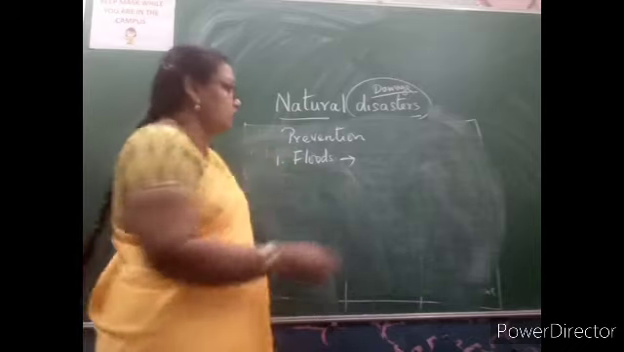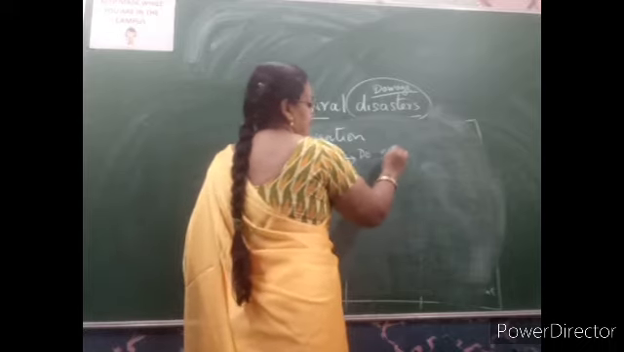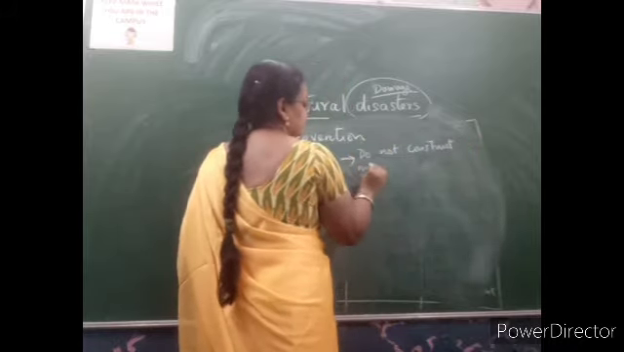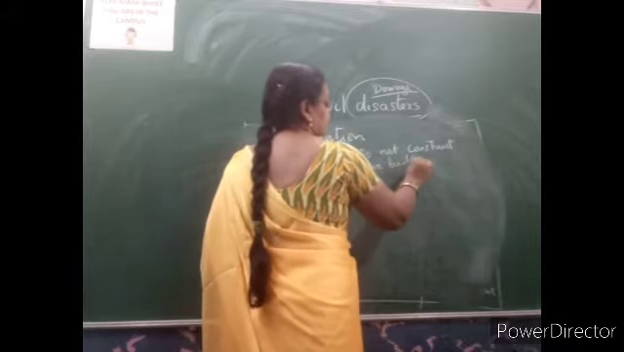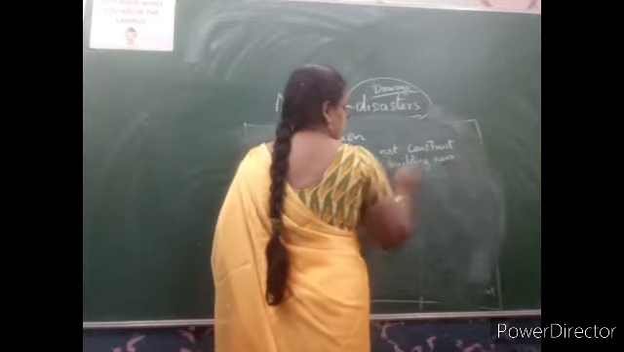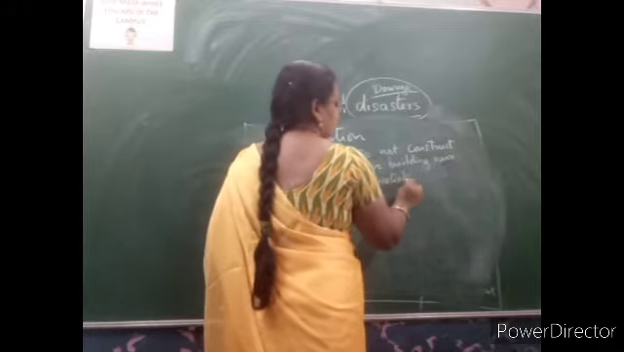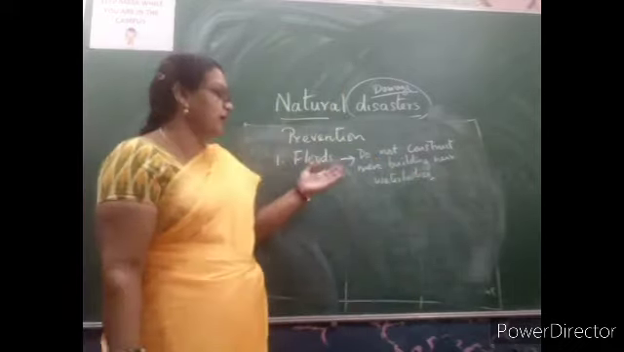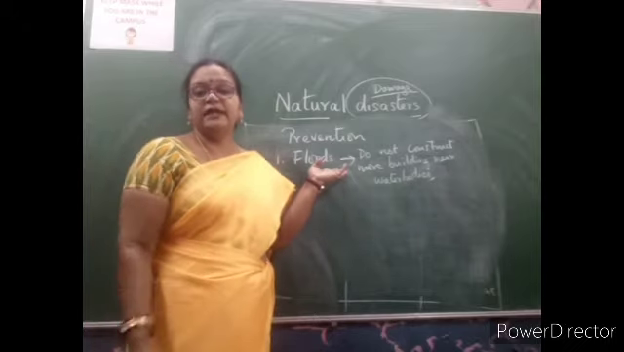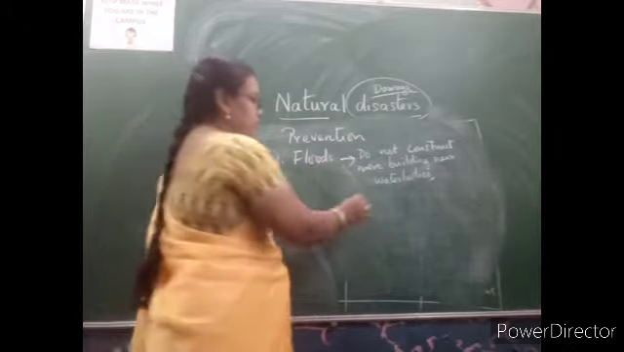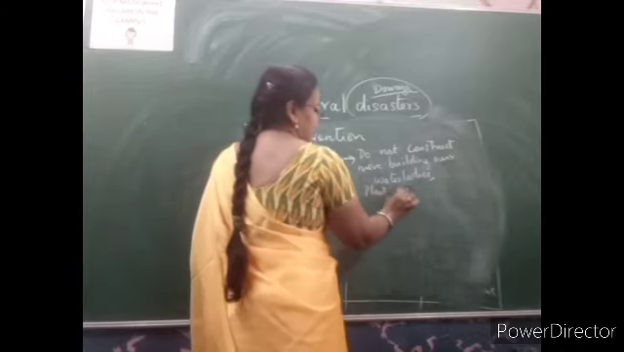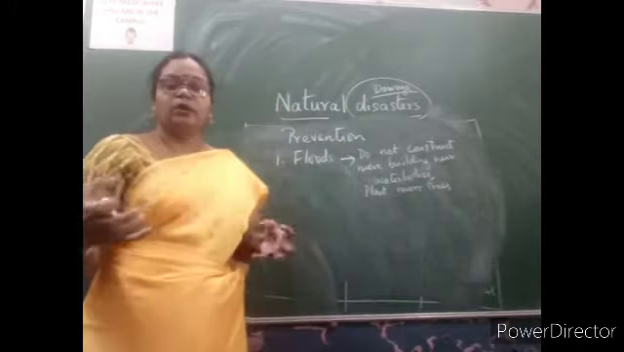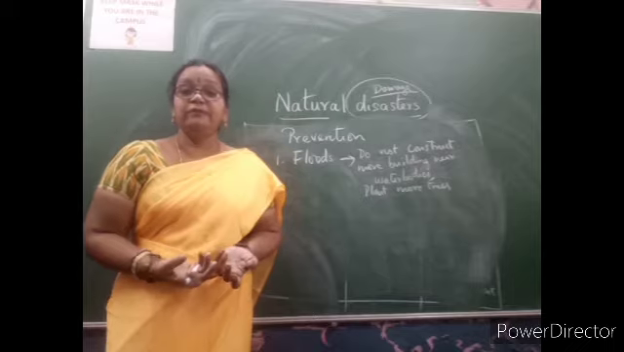So we should not construct more buildings near water bodies. If you are not building more buildings and not occupying the water bodies, that itself is a great help to minimize the damage caused by floods. Also, plant more trees, because trees will hold the soil and also hold the water, so that the effect of flood can be minimized.